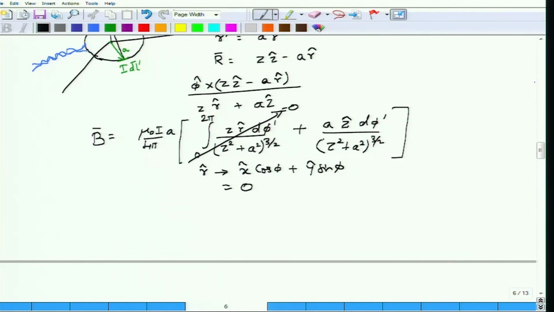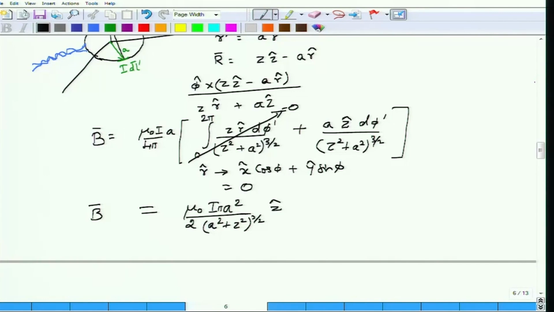Again you can do this integral and simplify the resulting expression. I am writing the final expression: you will get mu naught I a square, and let me also write this as pi a square. I do not want to cancel the pi, even though you will see a pi in the numerator and the denominator. So I get mu naught I pi a square divided by 2 (a square plus z square) to the power 3 by 2, and the field will be directed along the z axis.